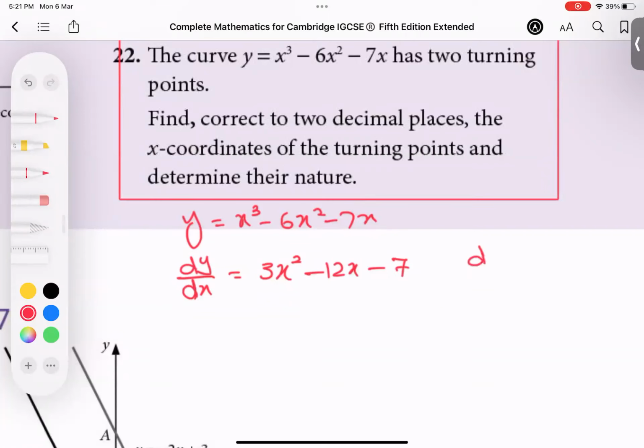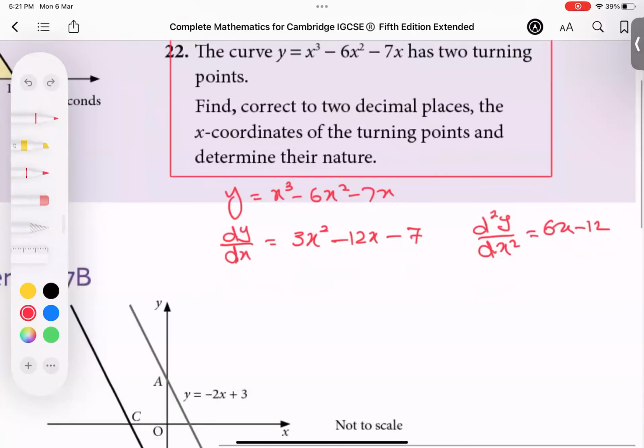And what is the second derivative? Because we go for nature also. So what is this differentiation? 6x. And power 1, you write or you don't write, no problem. 12x becomes only 12 and 7 becomes 0. So I think this part is done. And now I'm going to set it equal to 0. When I plug in 0 here, students, what happens?